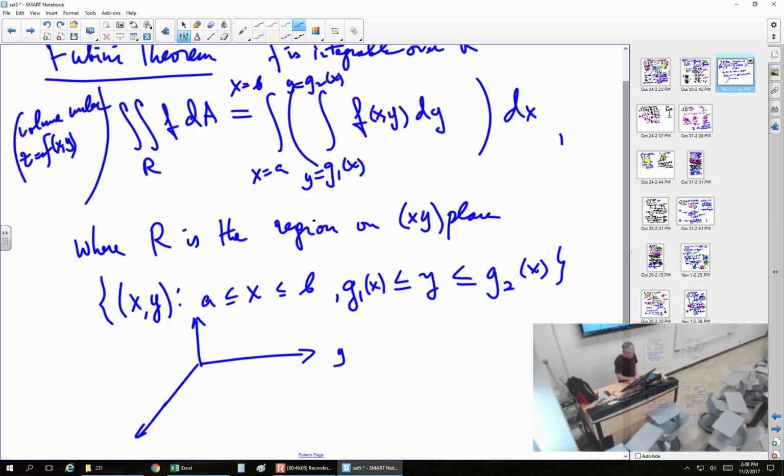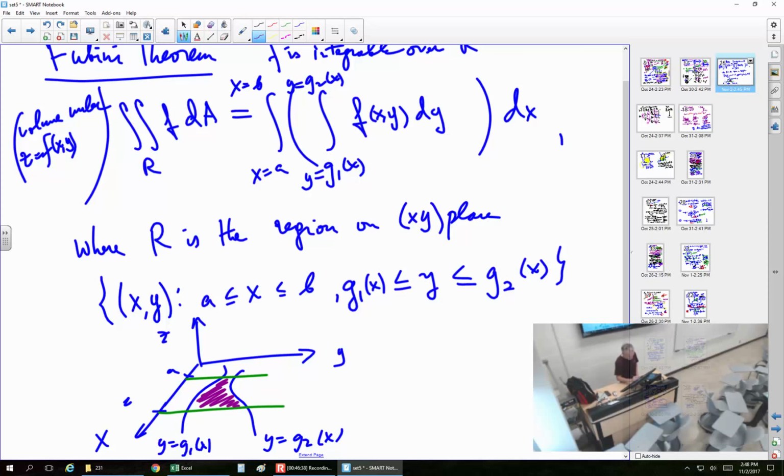So y and x and z. So what does the region look like? x between a and b over here, a and b, and then there are two functions: y equal g1 of x, the smaller one, and y equal g2 of x. So be careful, certainly, with the order of the two functions. If they start one below the other, there might be trouble. Okay, so then we cut it like this, which creates my origin right here. So that is my domain of integration.